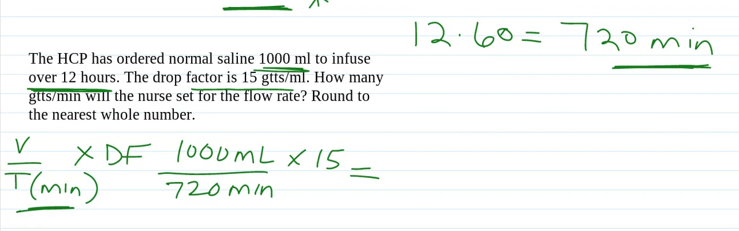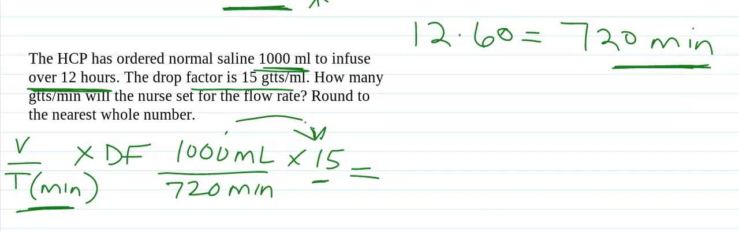And now we have our formula set up to work out. Now, you can put your volume and your time, divide that, and then multiply by the drop factor. Or you can go ahead and multiply 1,000 by 15 and then divide that by 720. Whichever way, you're going to get the same answer, okay?